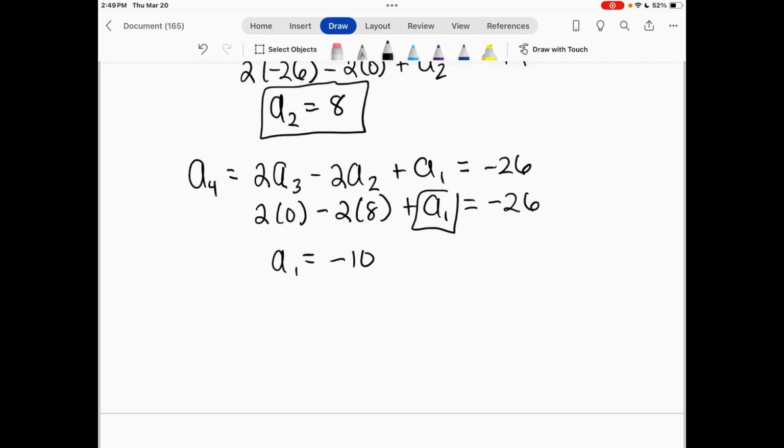So we just found our first 3 terms. We have a1 is equal to negative 10, a2 is equal to 8, and a3 is equal to 0. Whoops, I wrote that wrong. I wrote that backwards. a3 is equal to 0, and a2 is equal to 8.